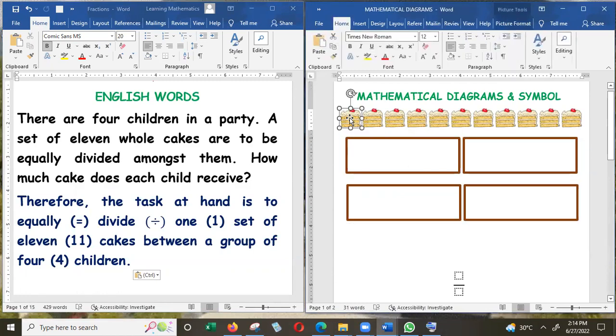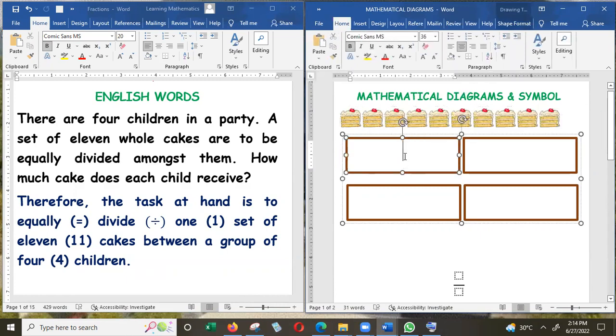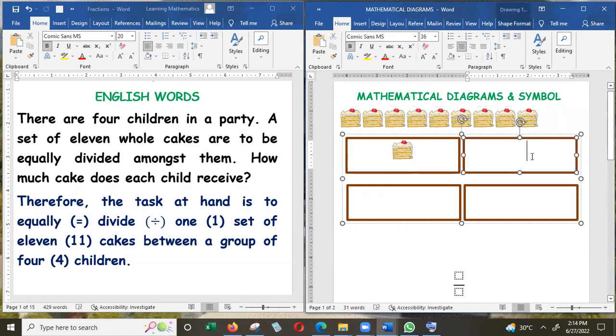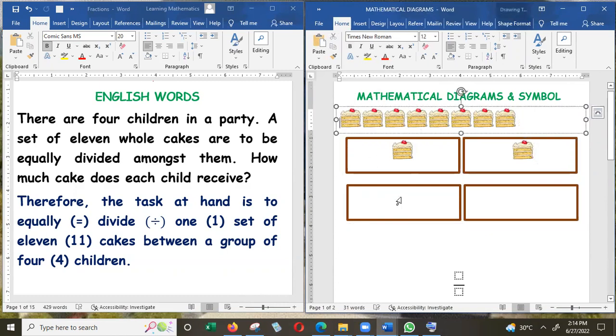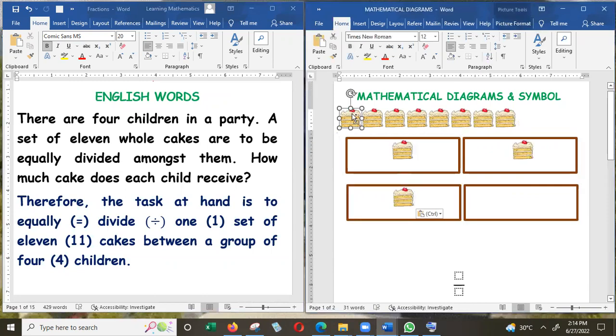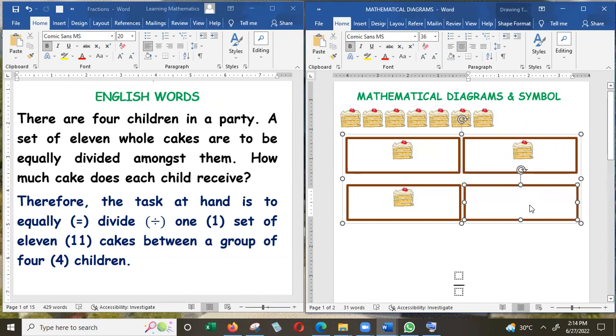So we're going to try to equally divide those 11 cakes amongst those 4 children. So you can give a first child a cake, a second child can get a cake. Okay, so we equally divide the 11 cakes amongst the 4 children. So the third child gets a cake and the 4th child gets a cake. Now you can see we have more cakes left: 1, 2, 3, 4, 5, 6, 7.